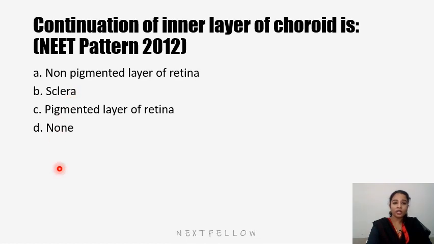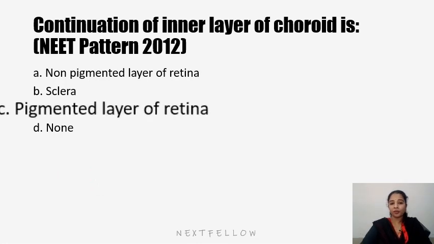Continuation of the inner choroid layer is, the choroid layer continues to form the, I hope you can answer, the pigment layer of the retina.